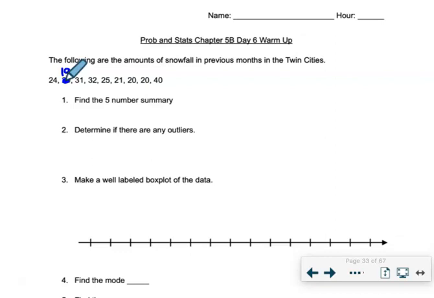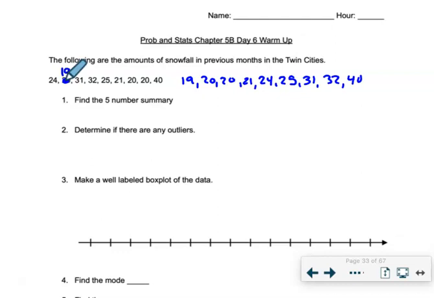So find the 5-number summary. First thing we want to do is put those numbers in order. So we have a 19, we have two 20s, we have a 21, we have 24, 25. Then that's it for the 20s. We have 31, 32, and 40. 1, 2, 3, 4, 5, 6, 7, 8, 9. Perfect. So that's how many numbers we're supposed to have.